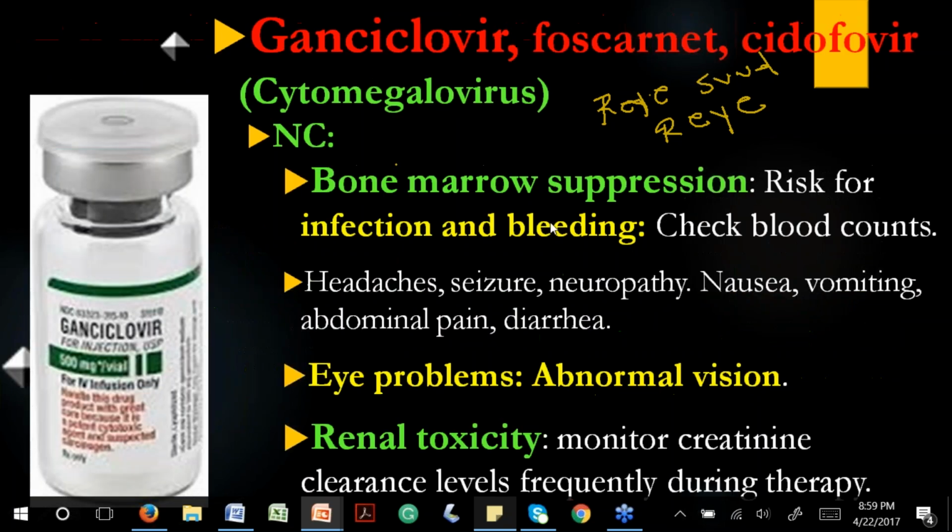Okay, so we have the ganciclovir. The ganciclovir, let me do something here.